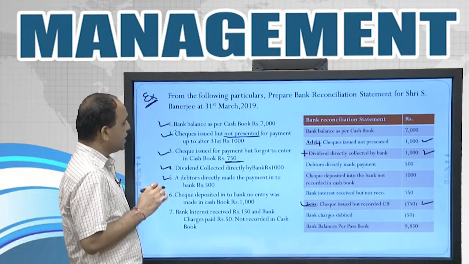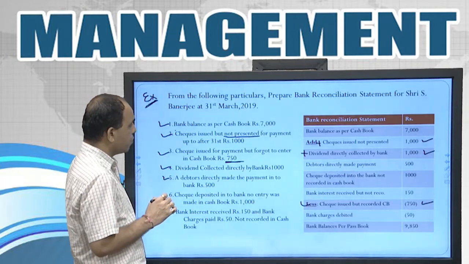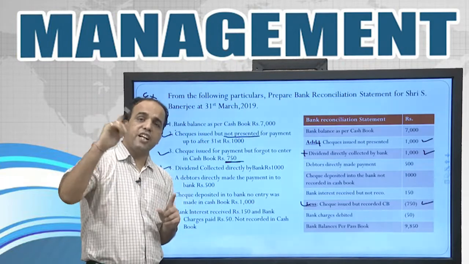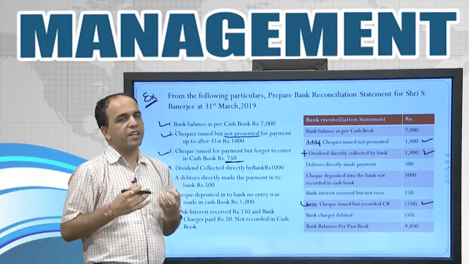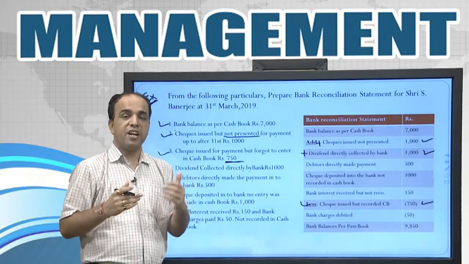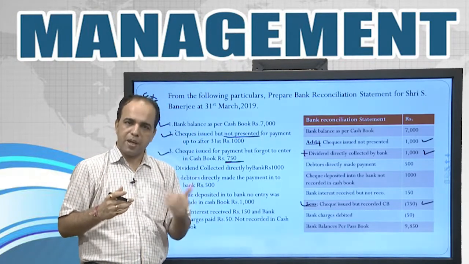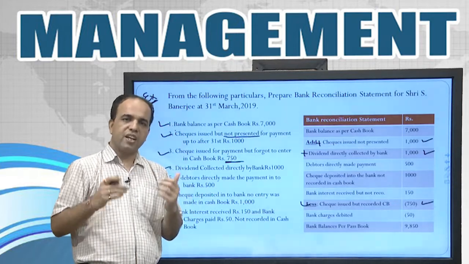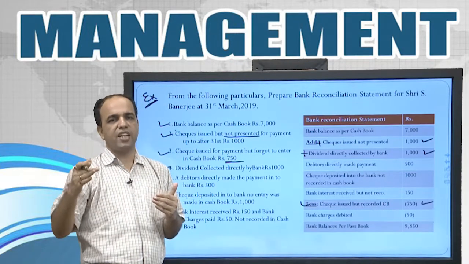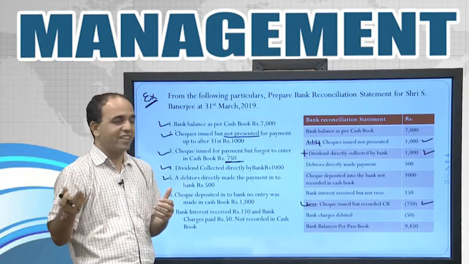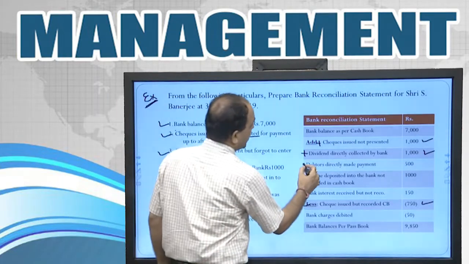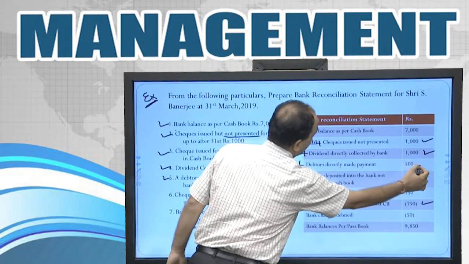Debtors directly made the payment into bank, rupees 500. As per passbook, 500 is increased, but in the cash book we don't know. Debit what comes in, our bank account 500 comes in. Debit the receiver, credit the giver. Debtors are already the giver, so debtors are already credited. So here, plus debtors directly made payment, rupees 500.